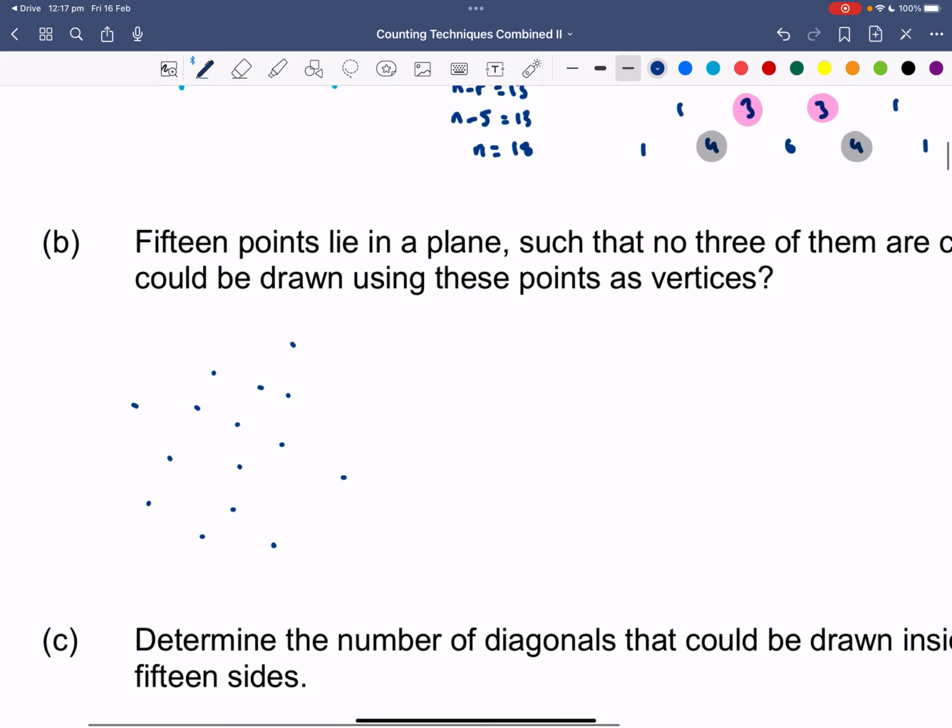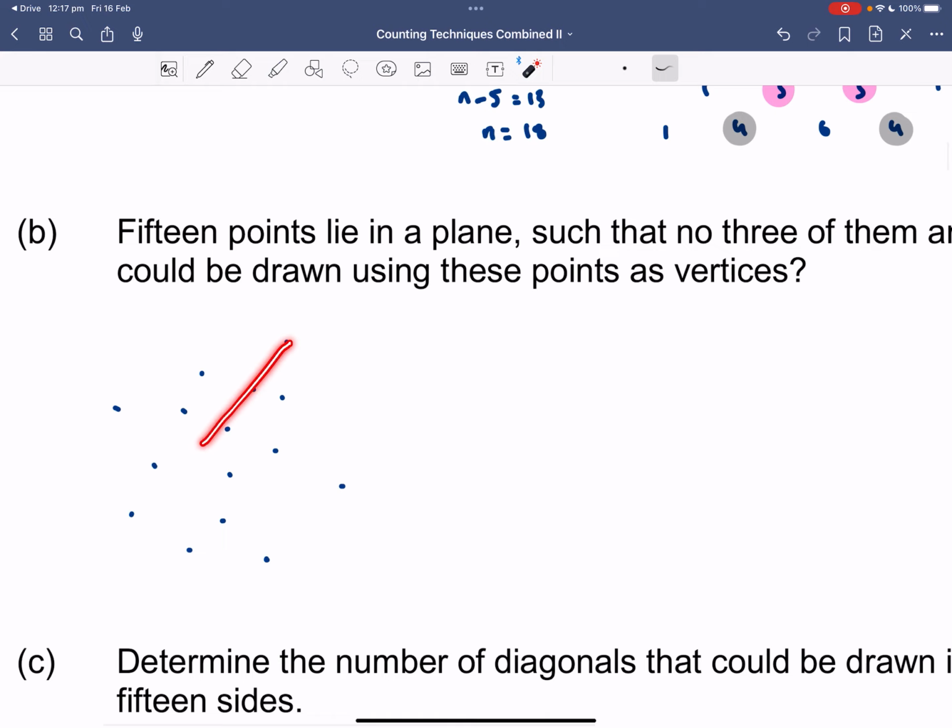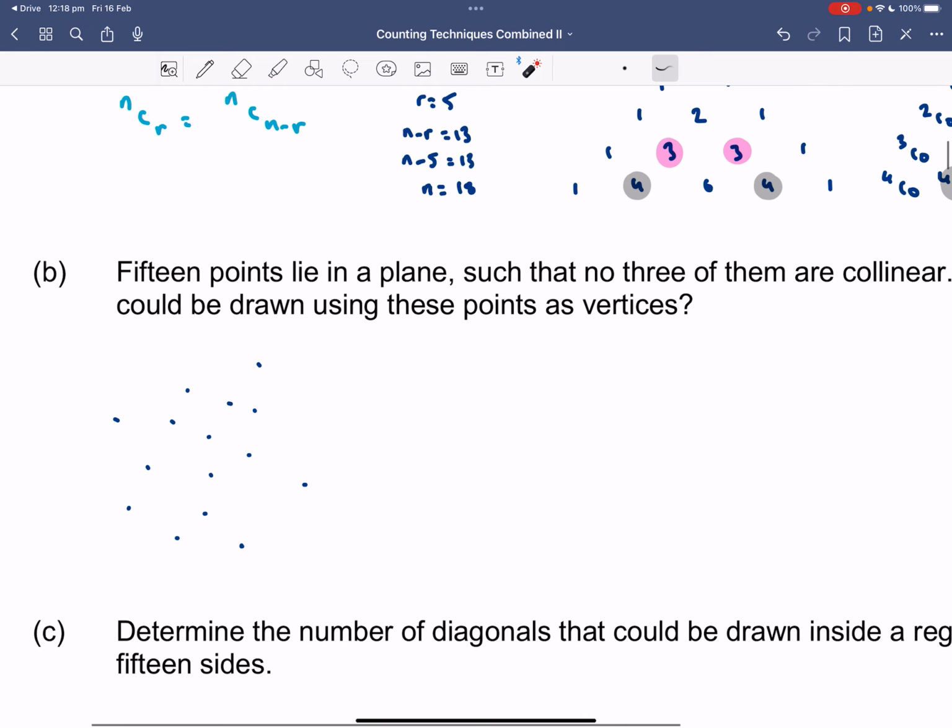What that means, guys, is that it says no 3 of them are collinear. At no point can you draw a line that passes through exactly 3 of the dots, okay? At most, it can pass through 2 dots, but it can't pass through 3. So even over here, if I put a line through there and there, it can't pass through another one.